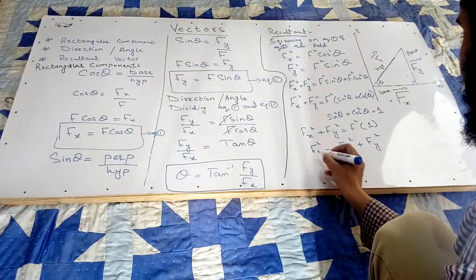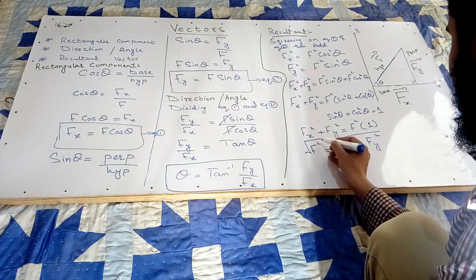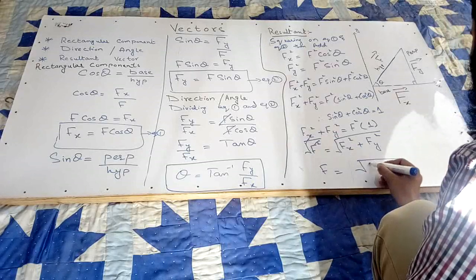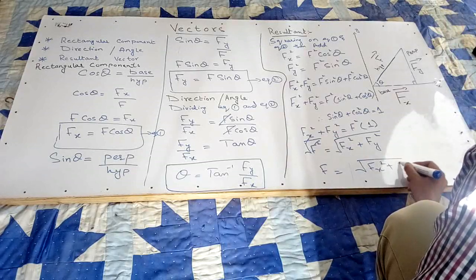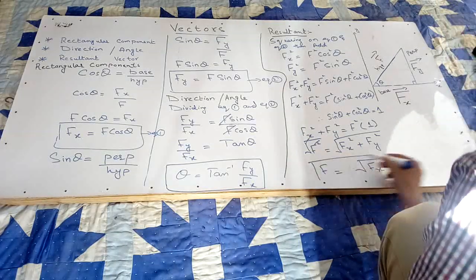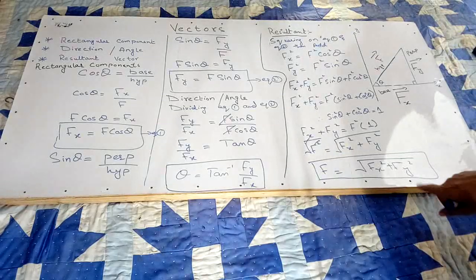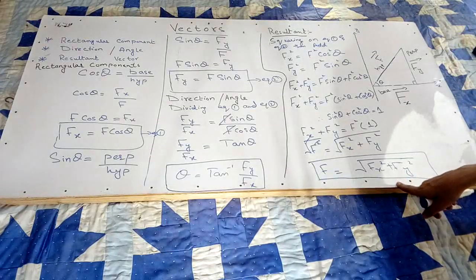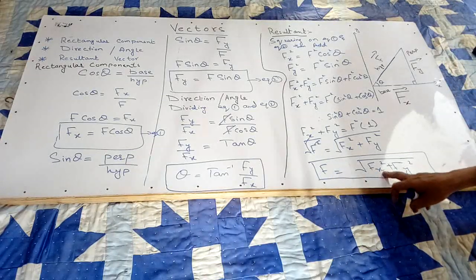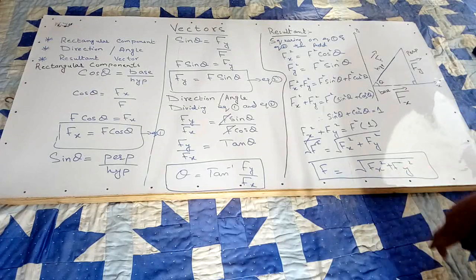If we take the root on both sides, F is equal to under the root Fx square plus Fy square. So if it is required in a numerical problem that we have to find the resultant of any vector quantity, we use this formula: under the root, x component square plus y component square. Thank you.